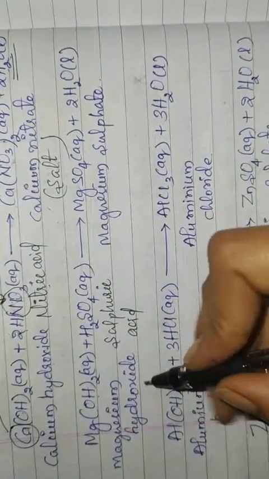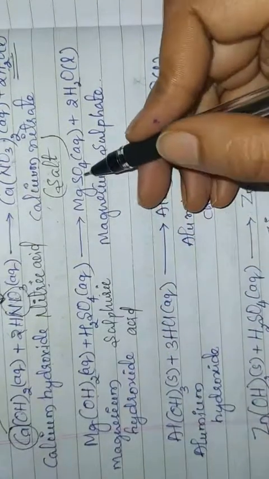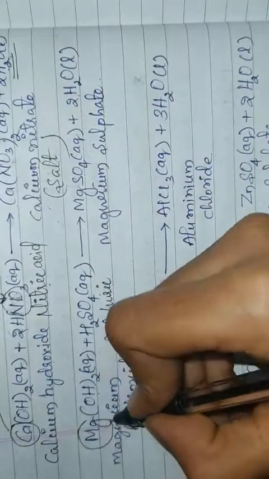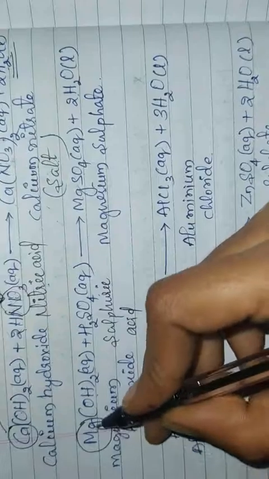Sulfuric acid. This magnesium hydroxide reacts with sulfuric acid and it forms magnesium sulfate and water. See here, this magnesium metal, this is a metal hydroxide. Here the metal is magnesium.